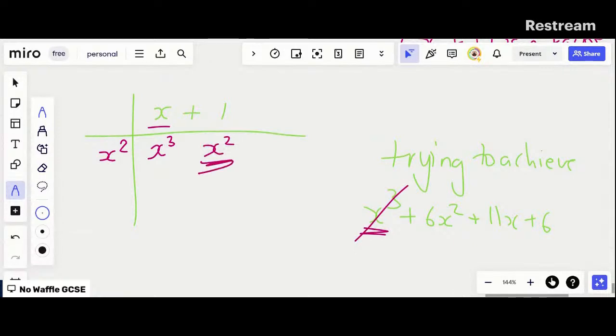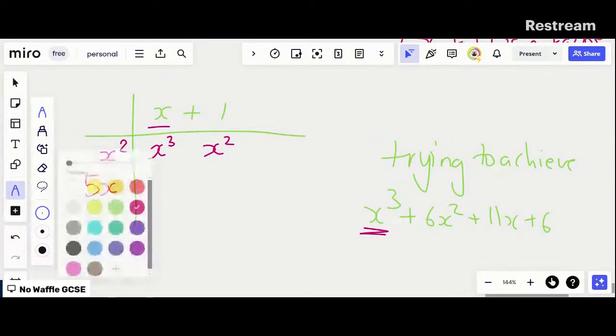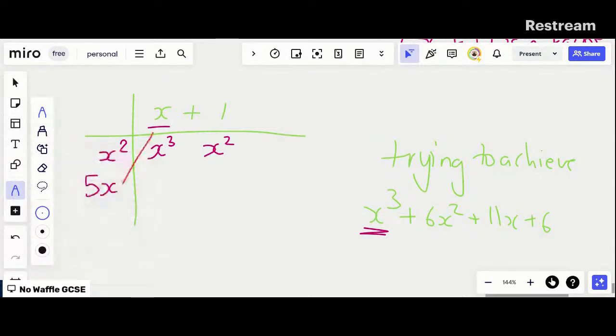We want 6x squared. So what do we do? We have to find a way of getting 5 more x squareds. So to get 5 more x squareds, what do we have to multiply this value by? X. Because what you then do is you do 5x times by x, which is just 5x squared. And therefore, we've got our expression so far. We've got x cubed and we've got 6x squared.